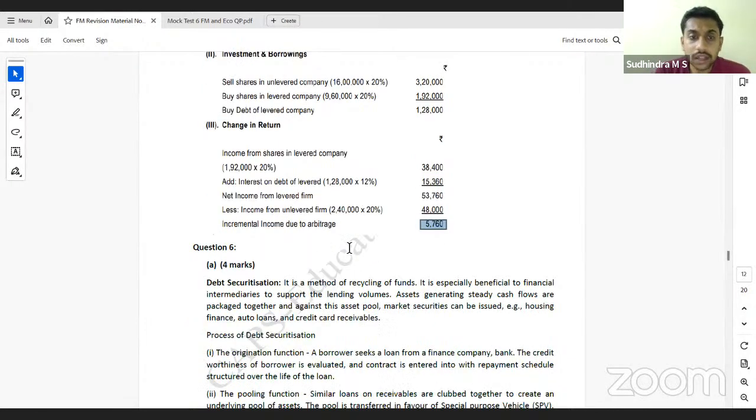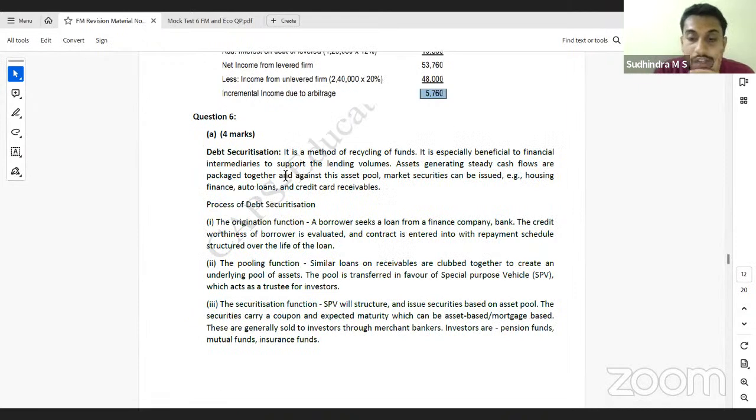The last question number 6 has 3 sub questions. One is debt securitization. They're asking about the meaning of debt securitization. So first we have to write these points. Method of recycling of funds. If we have brought in that terminology, that's fine. Recycling of funds. Beneficial to financial intermediaries to support lending volumes. Assets generating steady cash flows are packed together. Then examples of debt securitization. So all these half mark each.